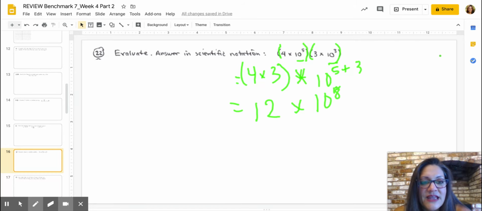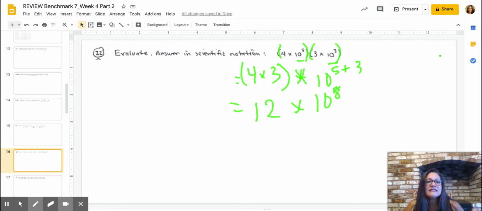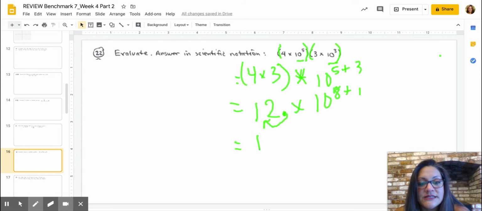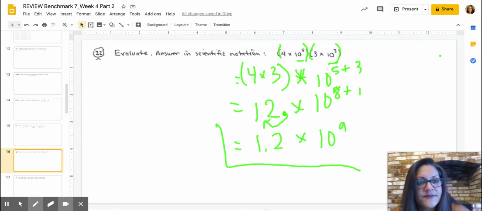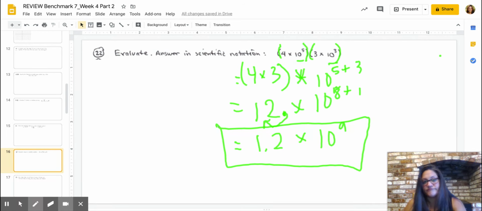Let's write 5 again, so that's 10 to the 8th. But look, the 12 is too big. It has to be between 0 and 10. So we need to move this decimal over 1. And because we're going from a bigger number to a smaller number, we're going to add 1 to the exponent here. So our answer is 1.2 times 10 to the 9th. Check my answer. A-okay.